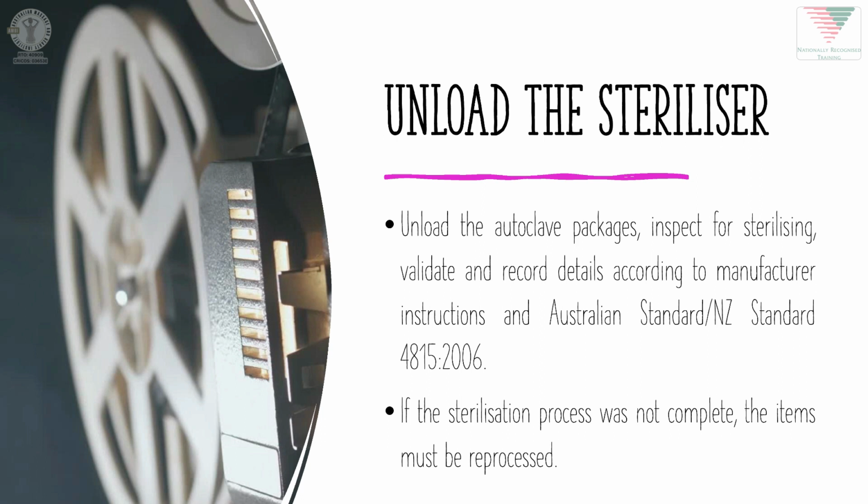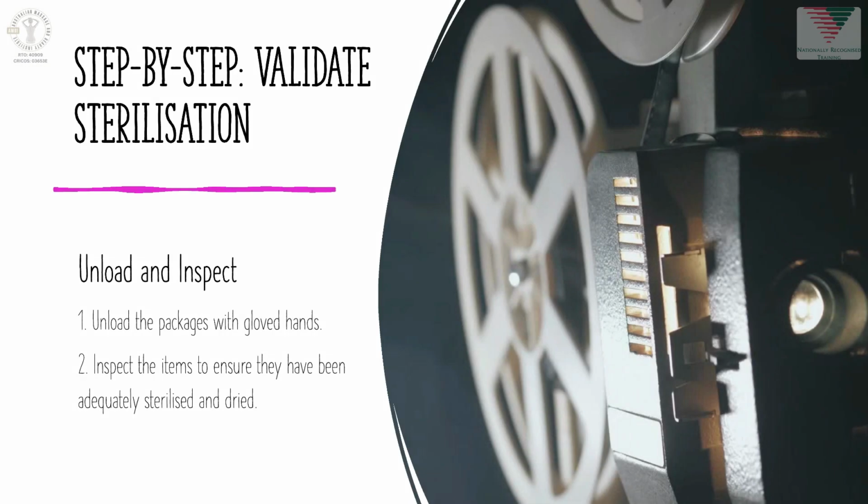Unload the sterilizer. Unload the autoclave packages, inspect for sterilizing, validate and record details according to manufacturer instructions and Australian Standard/New Zealand Standard 4815:2006. If the sterilization process was not complete, the items must be reprocessed. Step by step, validate sterilization. Unload and inspect. 1. Unload the packages with gloved hands. 2. Inspect the items to ensure they have been adequately sterilized and dried.